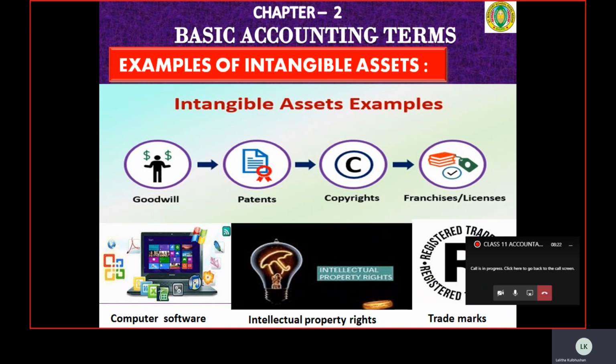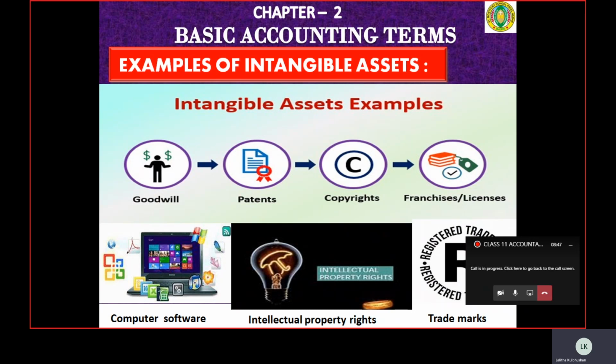Similarly, the next is patents. Patents basically stand for the inventions and discoveries which are registered with the codes. So therefore, no one can copy it or imitate it. So this is what we call patents. Same as that of the copyrights. The detailed part of the franchisee and license we will be dealing with in the coming chapters. So it will be more clear to you then.